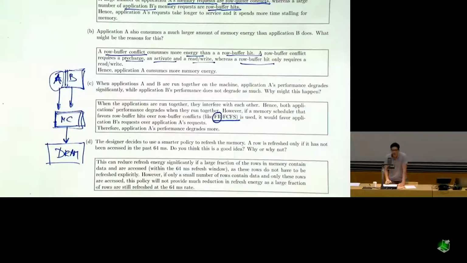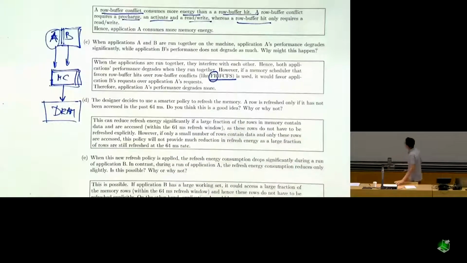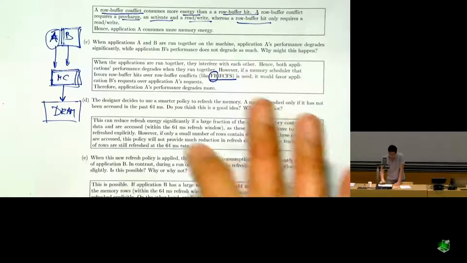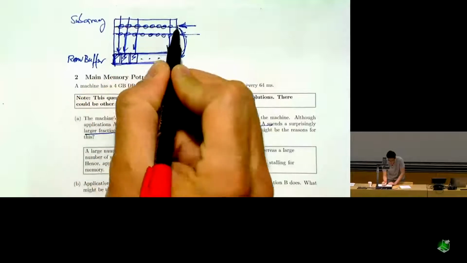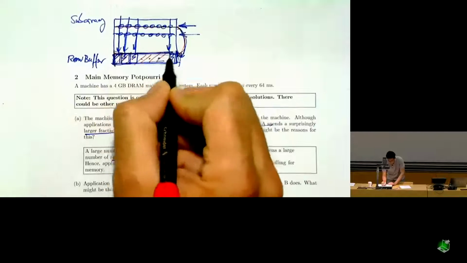Okay, any other questions? Okay. Part D says the designer decides to use a smarter policy to refresh the memory. A row is refreshed only if it has not been accessed in the past 64 milliseconds. So why can the designer think about this possibility? Well, because if the row is open, this is the row that we are reading, it's already in the row buffer.